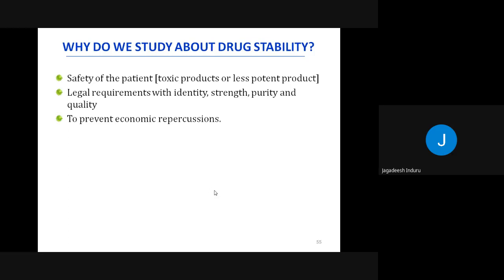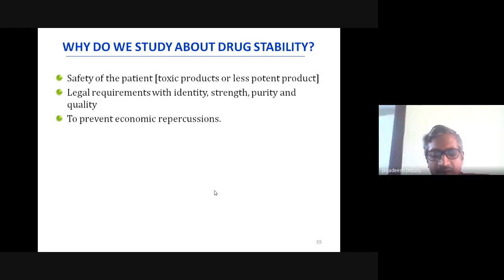Most of the time, it also helps us prevent economic repercussions. If you are not meeting the stability and not fixing the shelf life properly, your drug, whatever you are claiming on the label, will degrade in advance. So the patient will complain, and that is a financial burden to the company to meet the fines imposed for giving a wrong dosage form without any quality. So we need to pay the fine, which is far more costly than our profits.